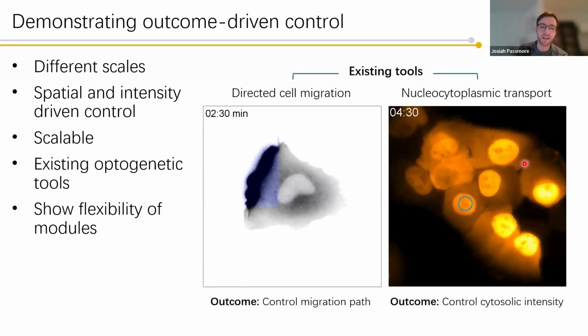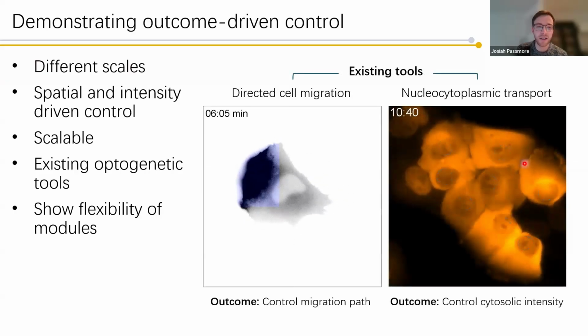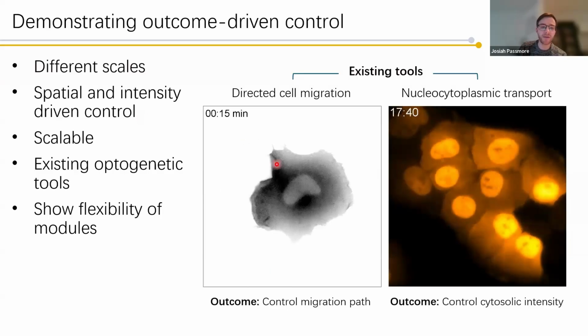So we ended up demonstrating this with two different examples. The first is with directed cell migration.